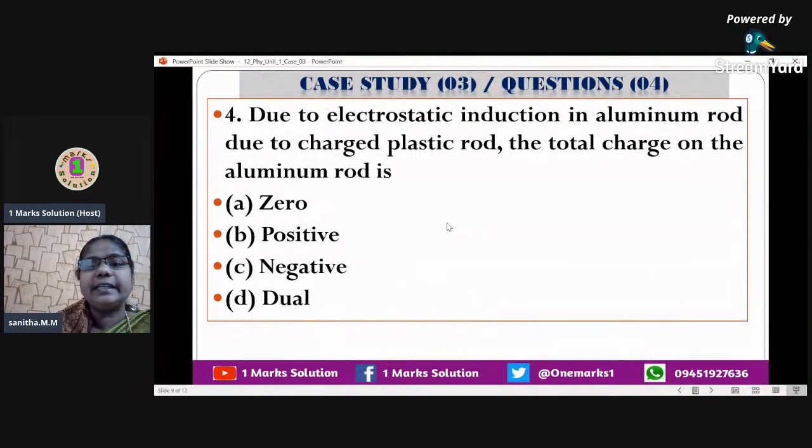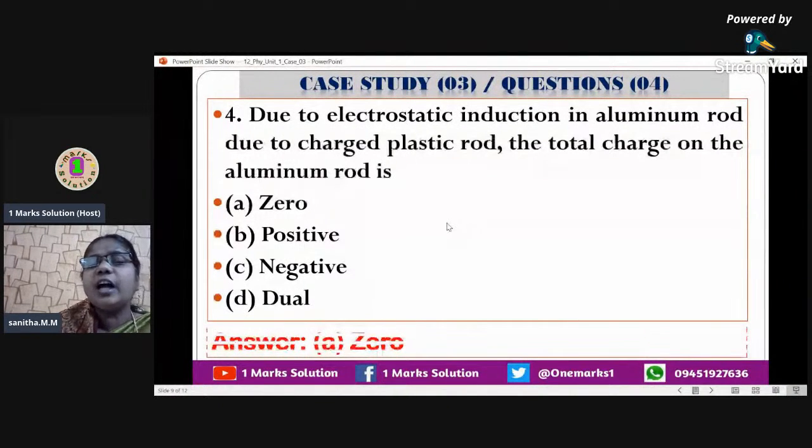Due to electrostatic induction in an aluminum rod due to a charged plastic rod, the total charge on the aluminum rod is. Just think about it. The process is electrostatic induction, in the aluminum rod due to the charged plastic rod. The plastic rod is charged, but the total charge on the aluminum rod, no doubt, is equal to 0. And now we can go for the fifth question.